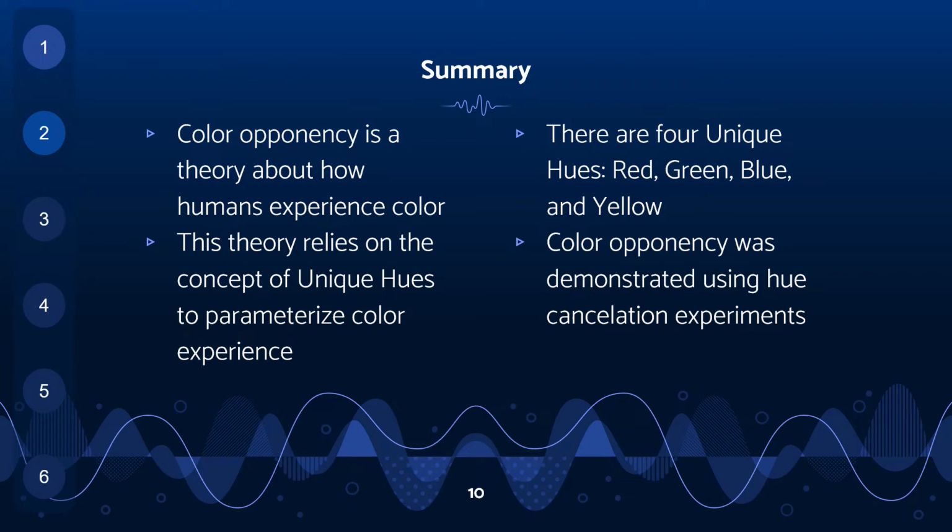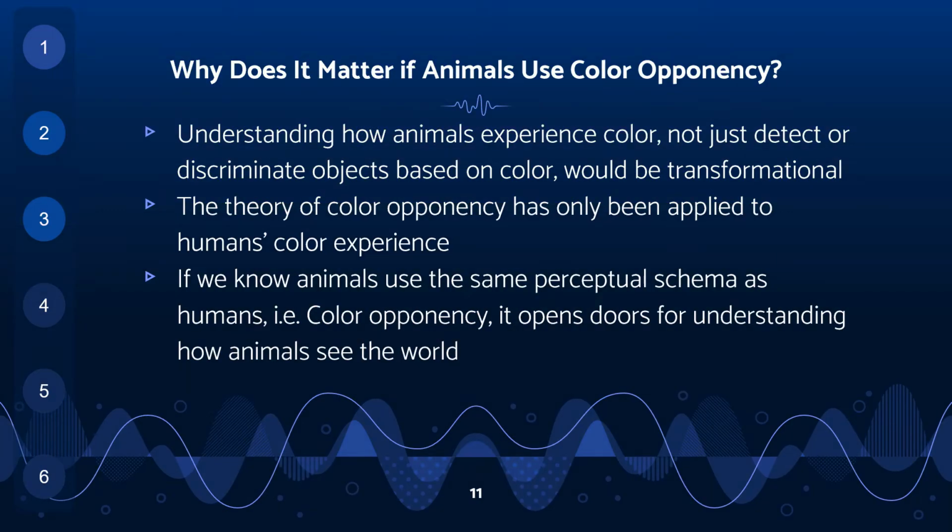In summary, color opponency is a theory about how humans experience color. This theory relies on the concept of unique hues to parameterize color experience. There are four unique hues, which are red, green, blue, and yellow, and color opponency was demonstrated using hue cancellation experiments. Determining if animals use color opponency should be important to people interested in visually guided behavior.